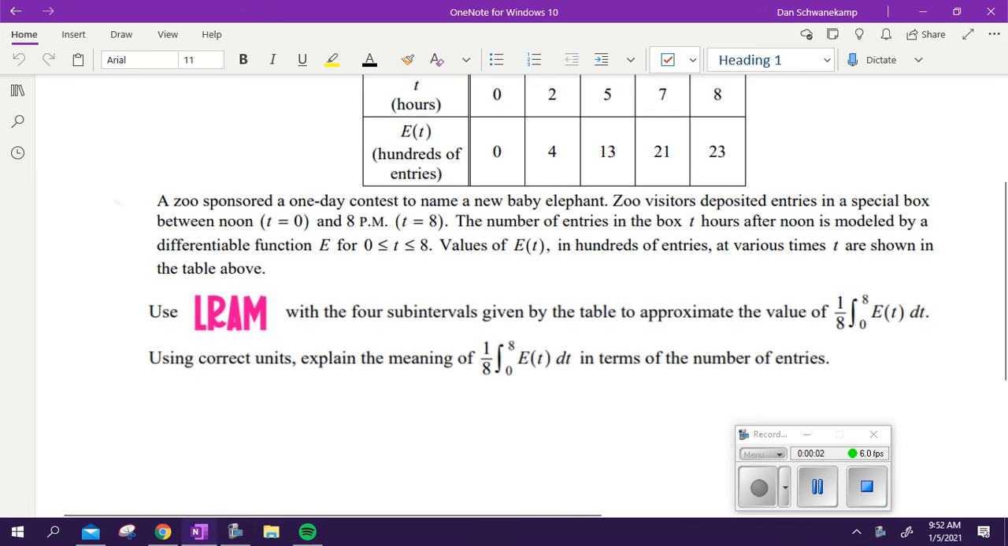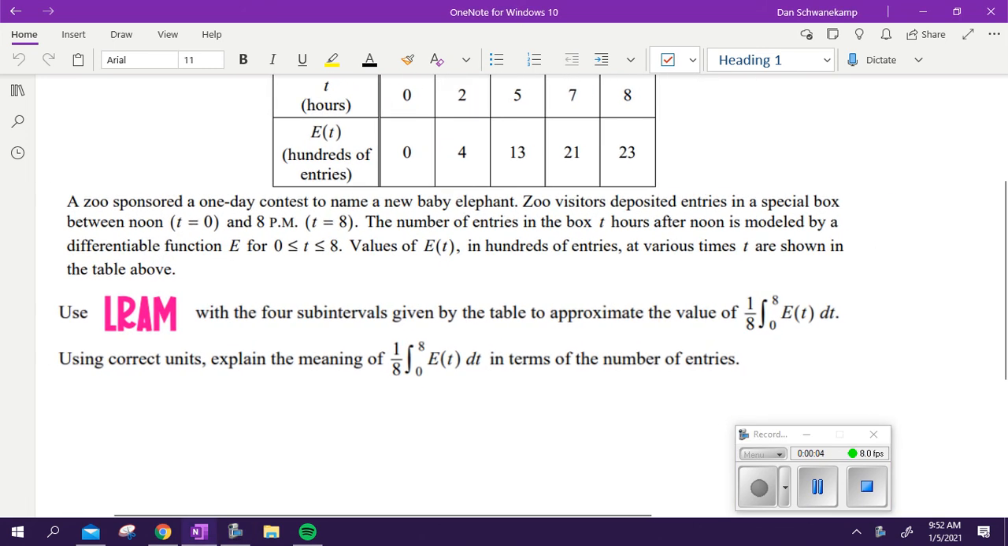Let's get to bell work. So bell work should be a good reminder of what we did last semester. It says we've got this little table right here. You're going to see table problems all the time.